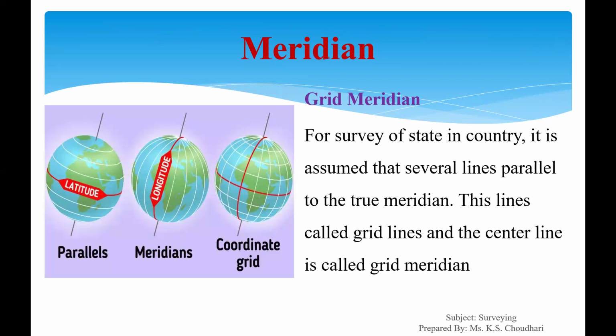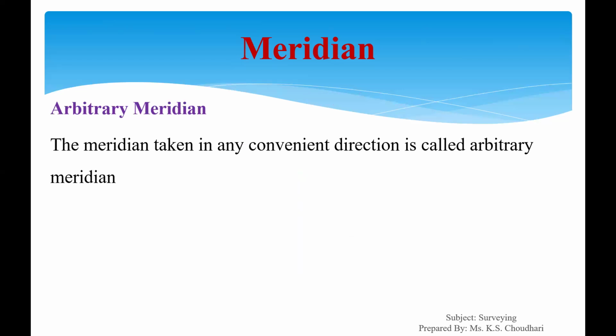Grid meridian. For this, observe the diagram carefully. For survey of a state or country, it is assumed that several lines are parallel to the true meridian. These lines are called grid lines and the center line is called the grid meridian. Arbitrary meridian. The meridian taken in any convenient direction is called an arbitrary meridian.